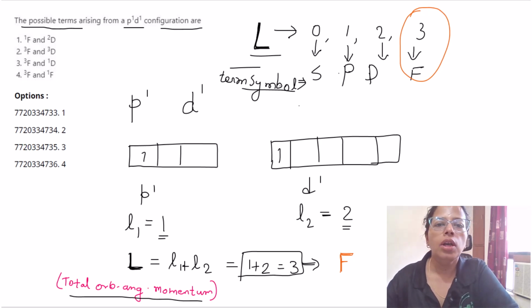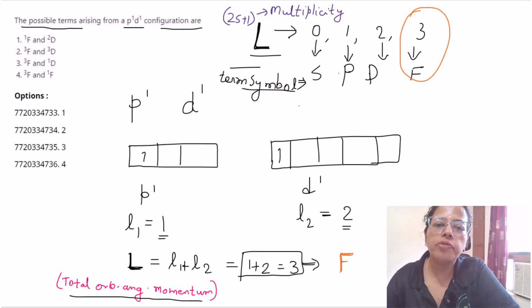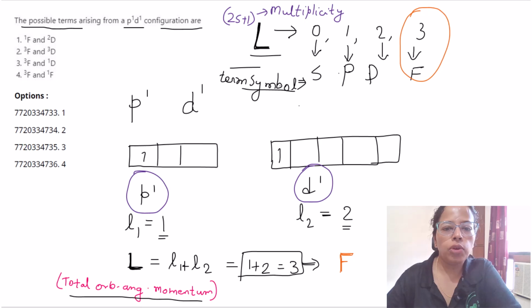Now, we know that in this term symbol, what is the superscript? That is 2S plus 1. And what is 2S plus 1? That is the multiplicity. So our next step will be to calculate the spin multiplicity. For that, we need the individual spins of P1 and D1. So what should be the individual spin of P1 and D1?